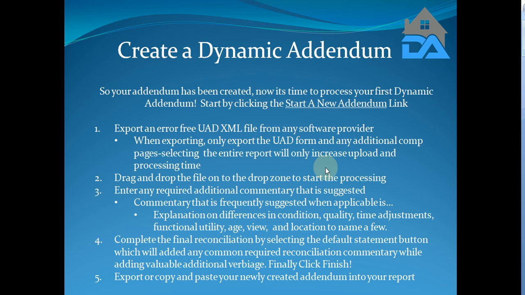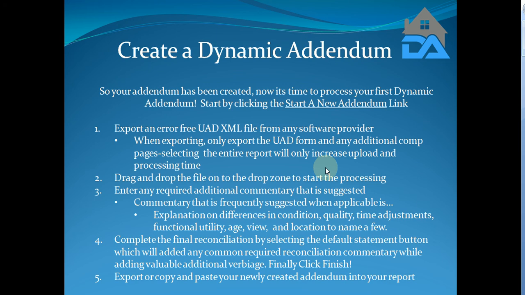So that's it. Like I said, after you've done that step, you'll end up clicking the Start New Addendum link, and export the UAD XML file, free of errors. If you don't, it's going to have all kinds of errors whenever you try to process it through there. So run through your E&O before you export it.